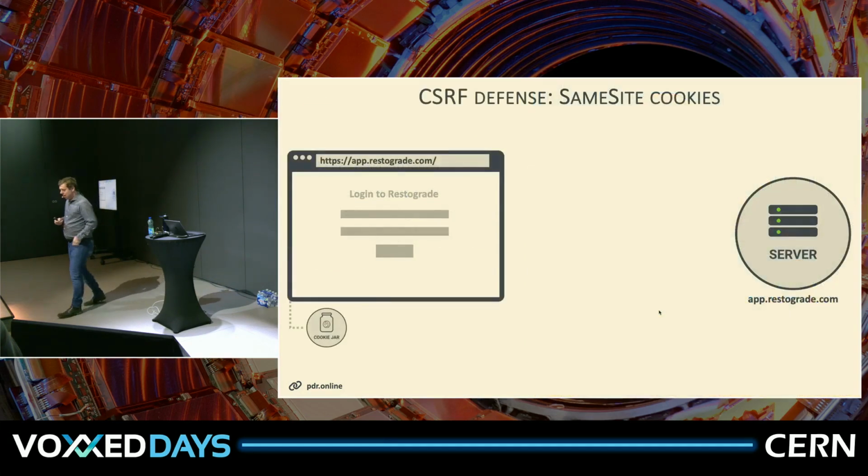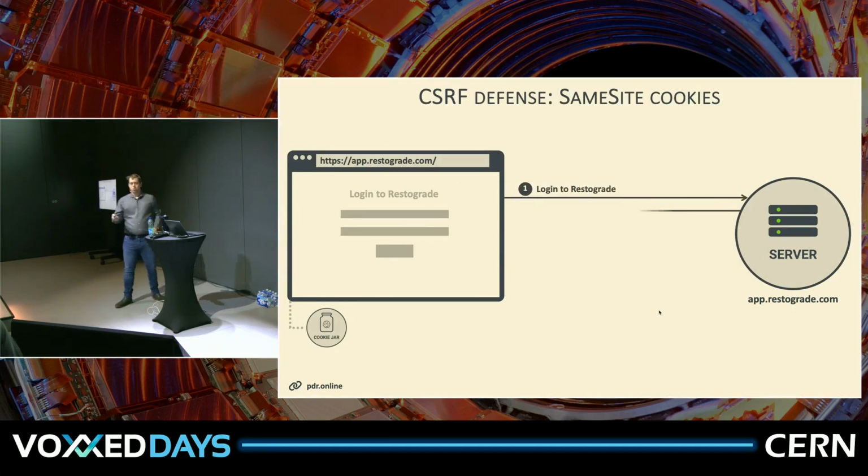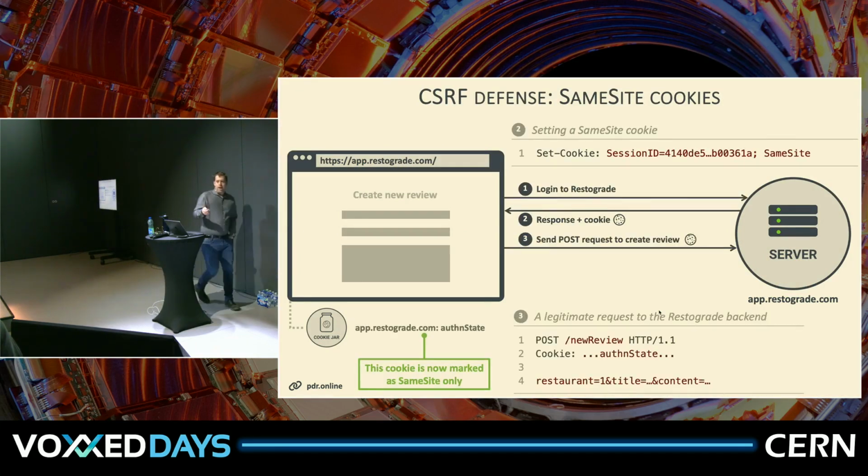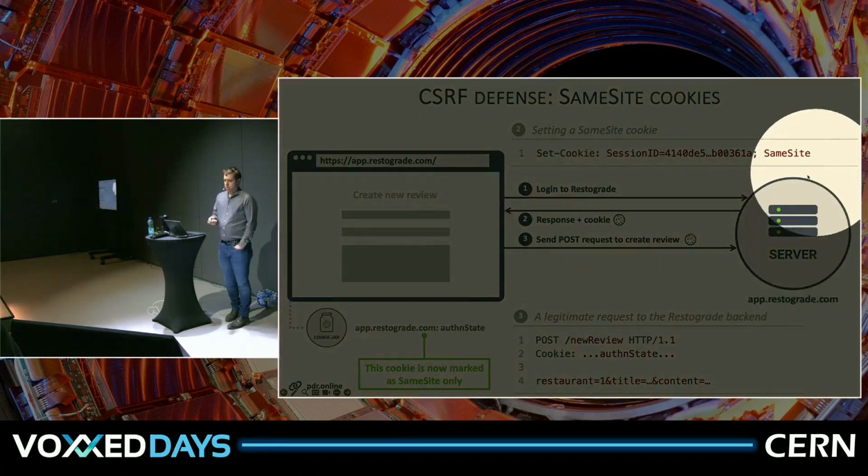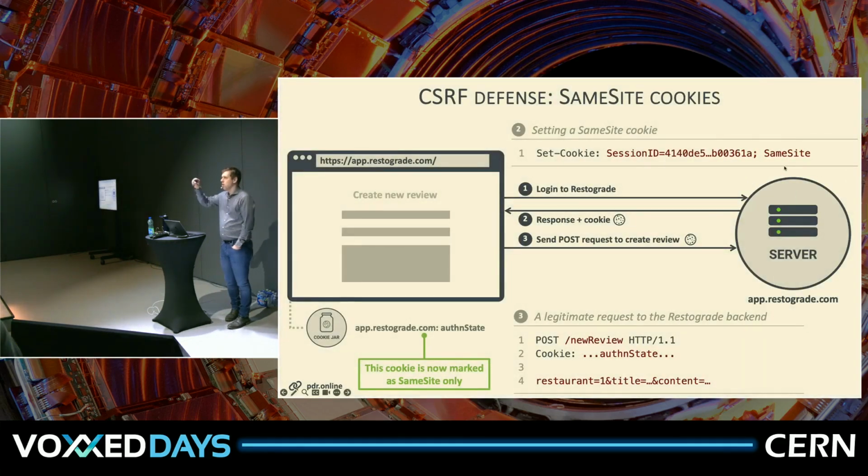So what are same-site cookies? Same-site cookies, the property is a flag you can add to a cookie. And you can tell the browser, this cookie is intended for same-site requests only. And you use it like this. So you set a cookie when the user logs in, and you add same-site to it, right there. Frameworks support this, it's just a configuration option, bam, and you're done. And this tells the browser that this is for same-site requests.